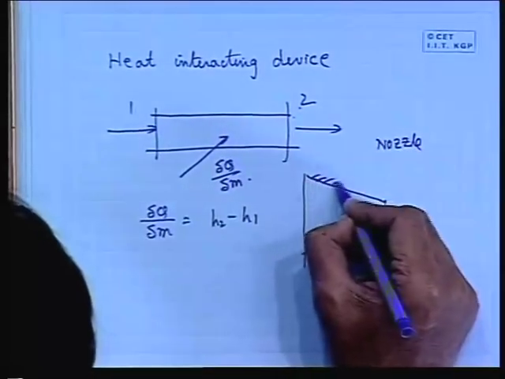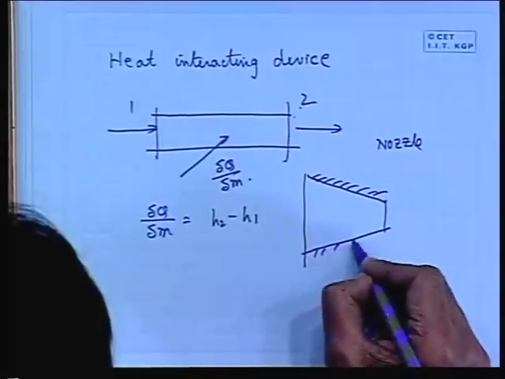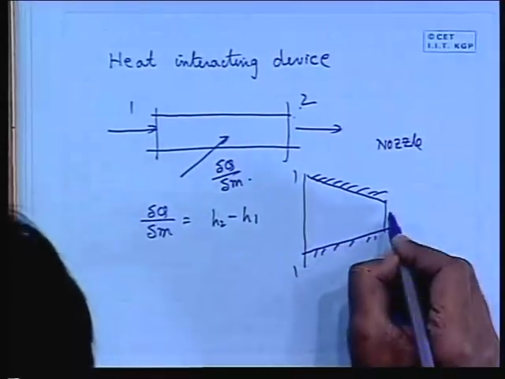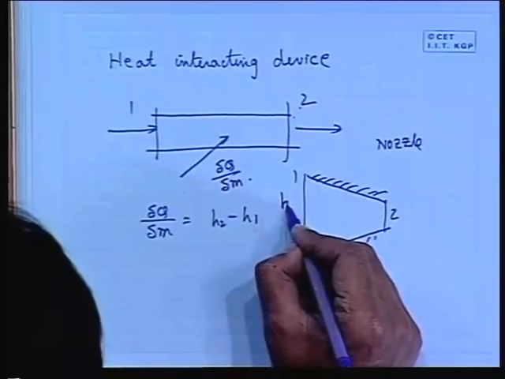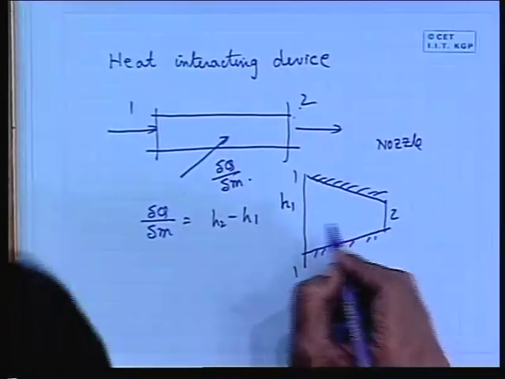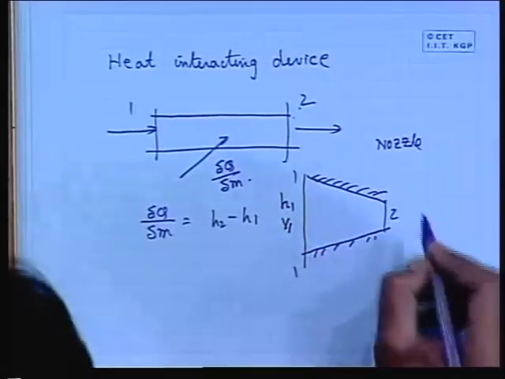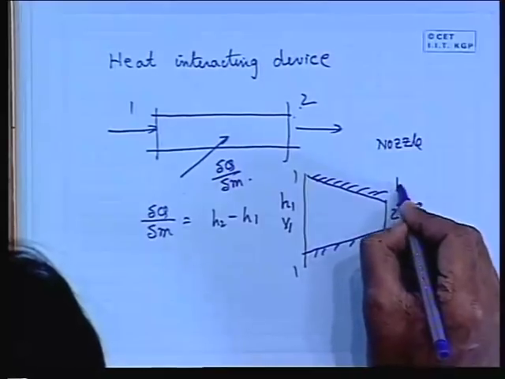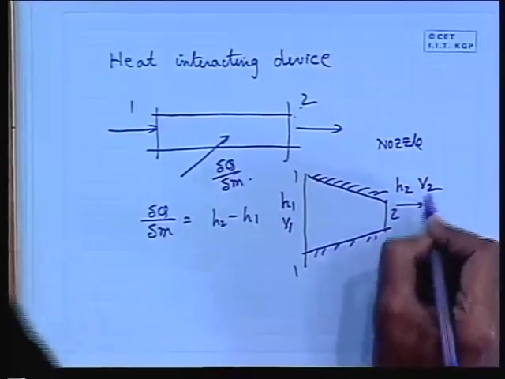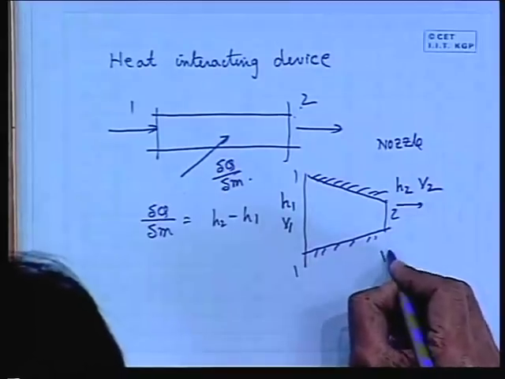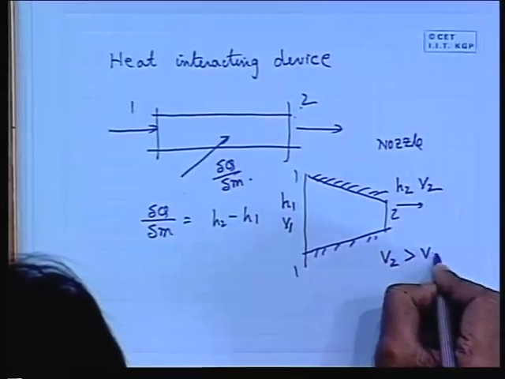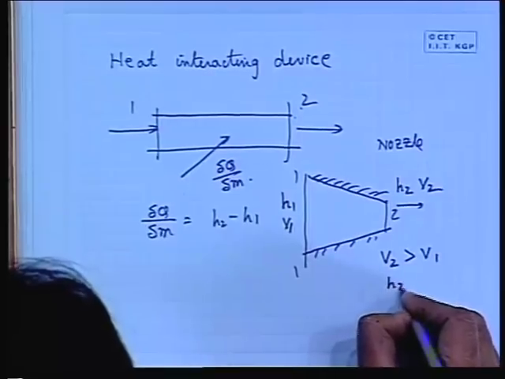Adiabatic nozzle, so there is an adiabatic, insulated surface. At stream 1 and stream 2, at stream 1 fluid comes in with enthalpy H1 and velocity V1, and fluid goes out with enthalpy H2 and velocity V2. What happens is that V2 is greater than V1, whereas H2 is less than H1.